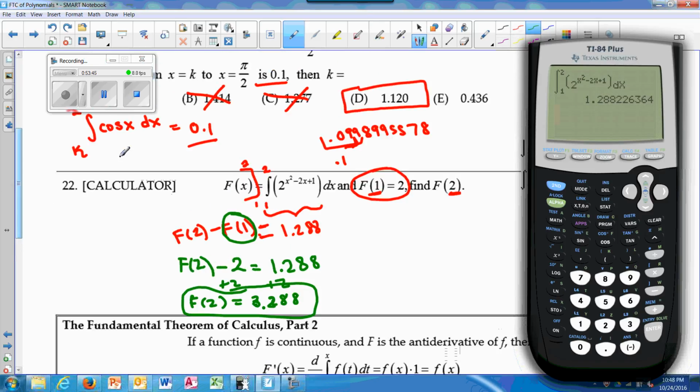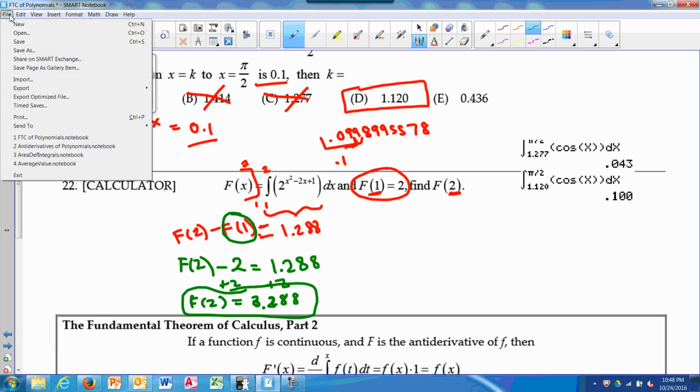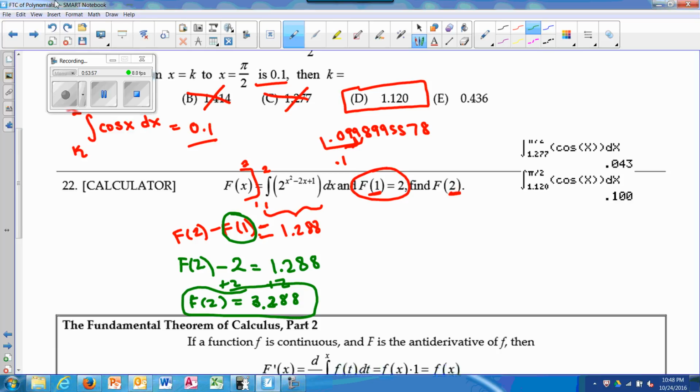So that's the end of the fundamental theorem of calculus for actually computing the antiderivative. Next, we're going to view the fundamental theorem of calculus for canceling or taking the derivative of an integral.